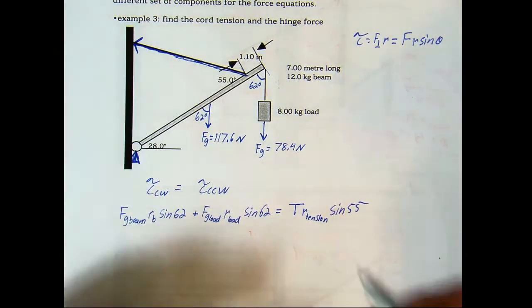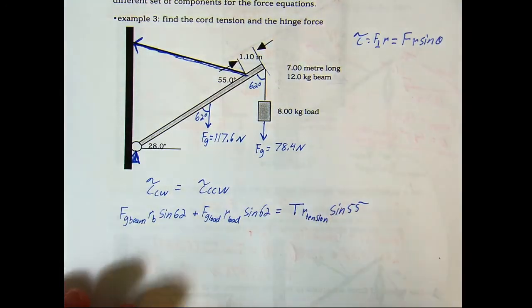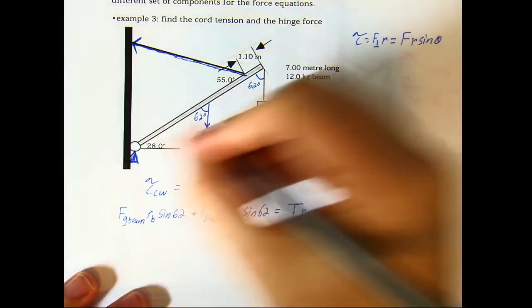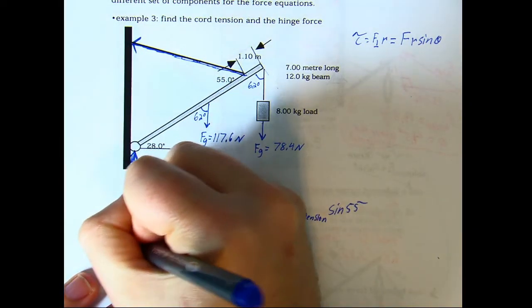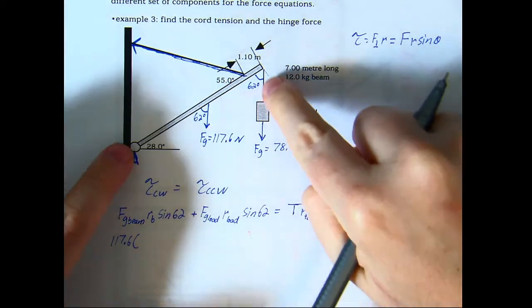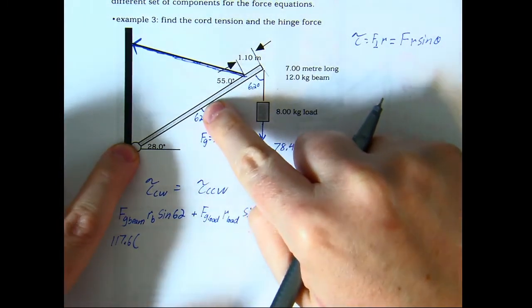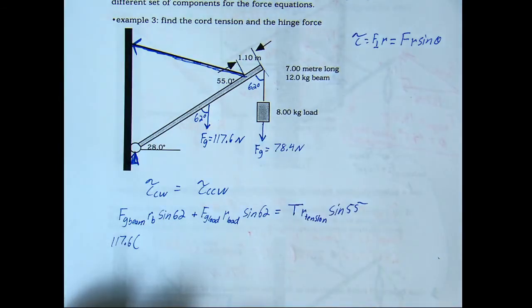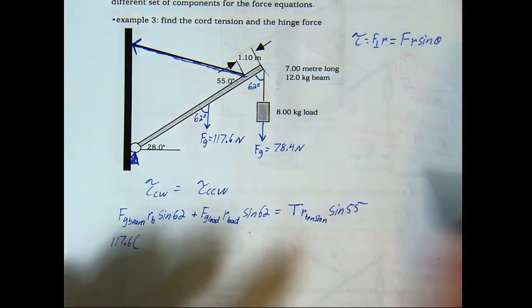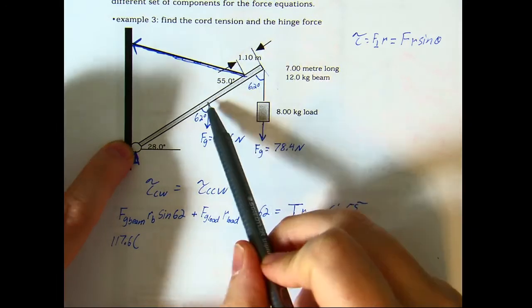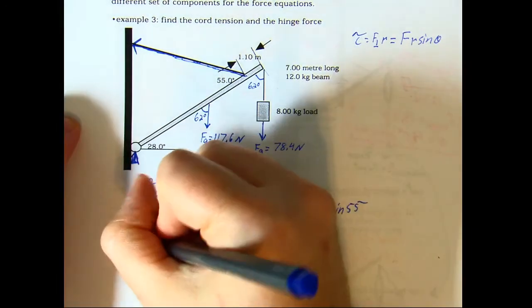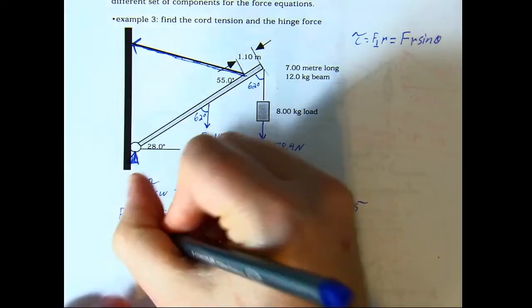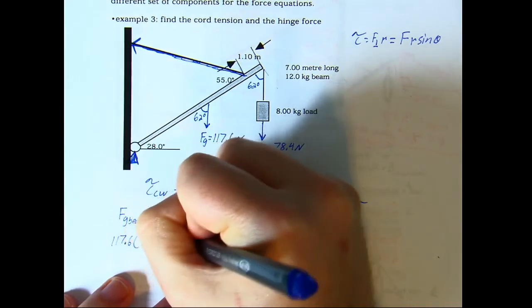I'm going to put some values in here. It's going to shrink this down a little bit. So FG beam is 117.6 times R beam. We're told this is a 12 meter beam. Force of gravity acts in the middle of a uniform beam, so that's 6 meters. Do I have the value right there? No. Oh, bad. That's a 7 meter beam, so that's 3.5. It's a 12 kilogram beam. So anyway, sine of 62.